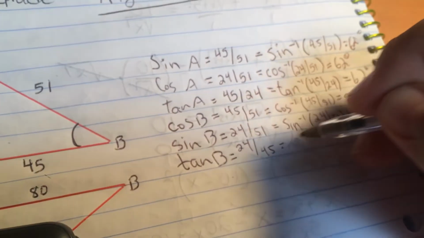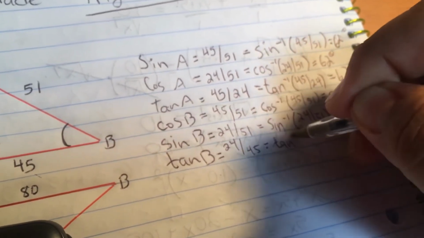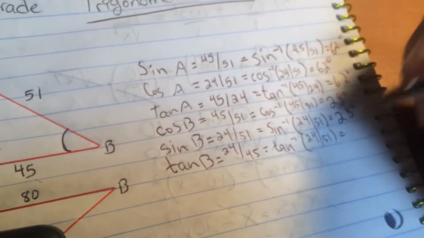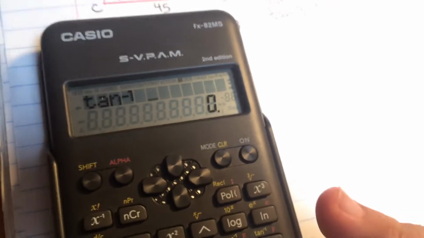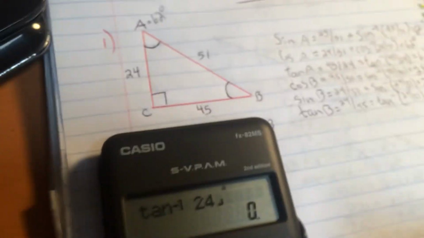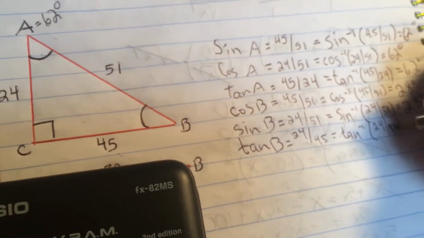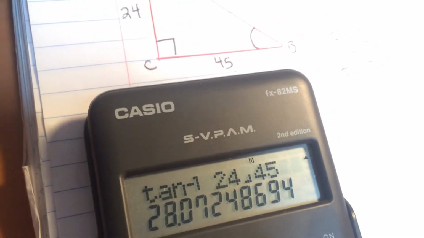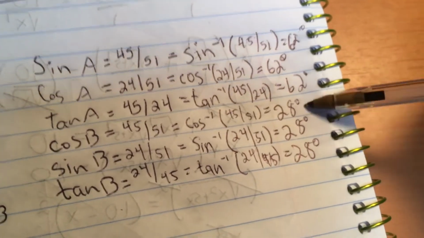Okay, so we know it's inverse tangent of 24 over, oh wait, not 51, 45, sorry, 45, and that is 28. Okay, so that's how we know that they are correct, because they give us the same angle.